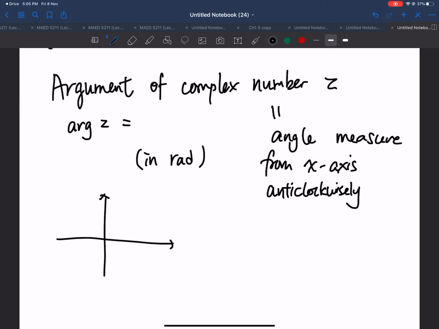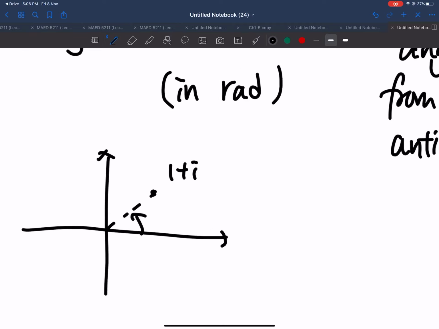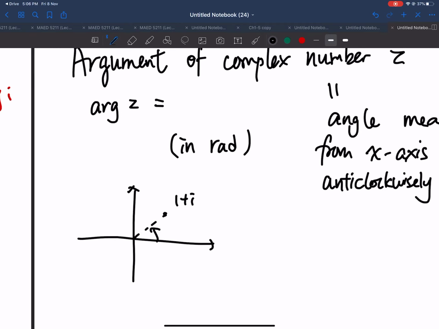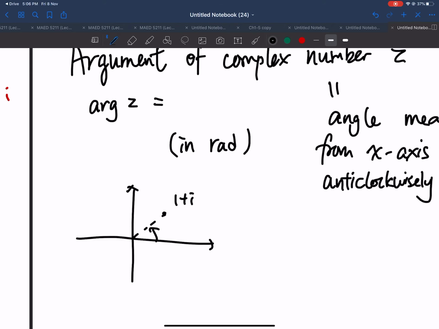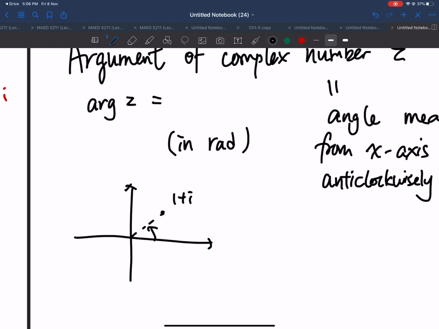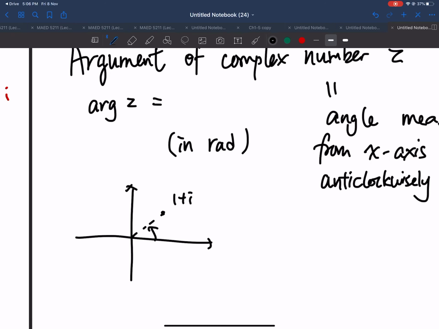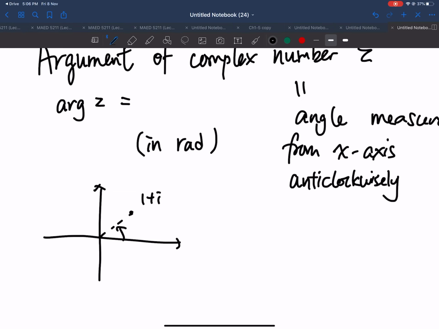Just like if you have a complex number 1 plus i, then what is the angle here? In terms of degree, what's the angle? Angle in degree. 45 degree. Yeah, it's 1, 1. So this is an isosceles right angle triangle, 45 degree. Then there is pi over 4.